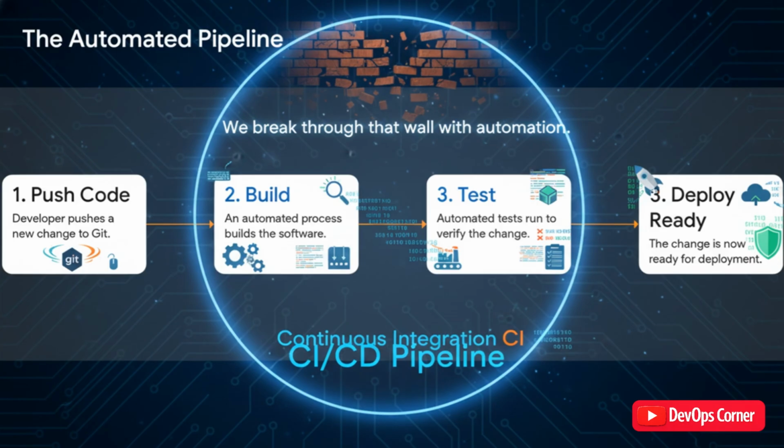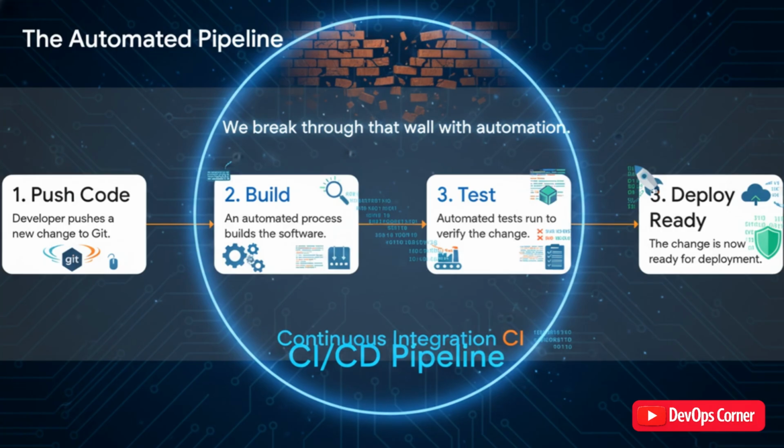The second a developer pushes a code change to Git, a machine automatically takes over. It runs the build process, compiles the code, packages it all up, and more importantly, it runs our entire suite of automated tests, unit tests, integration tests, you name it.